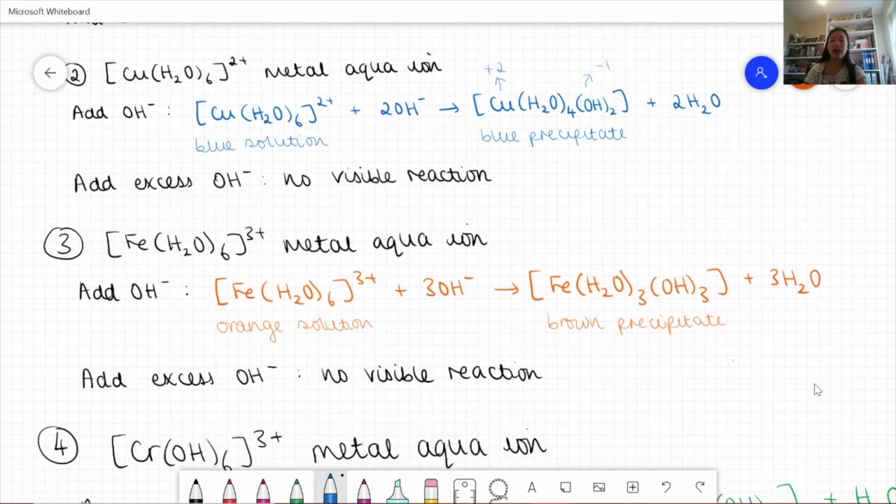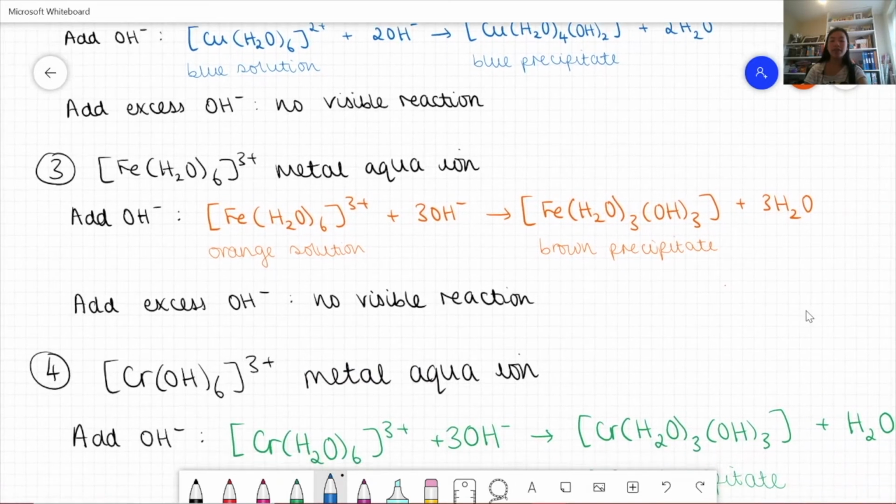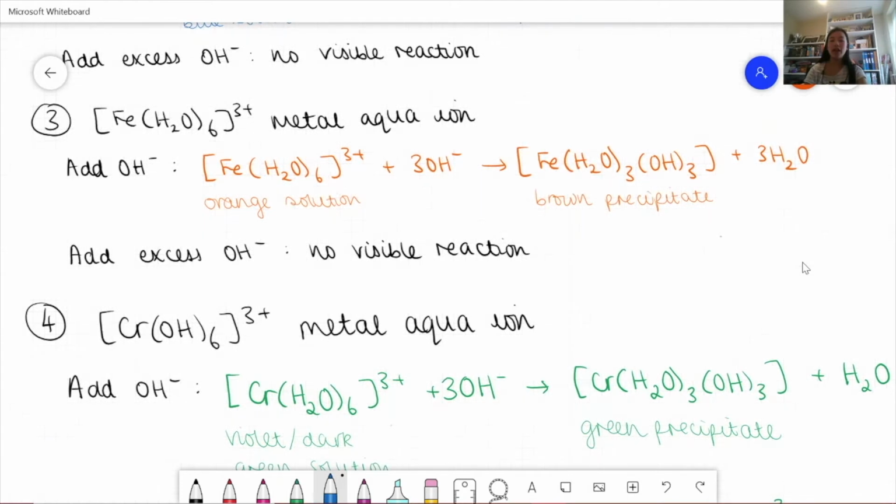When we look at iron 3+, something slightly different happens, and that's because it's a 3+ ion. So this time we're reacting with 3 hydroxide ions, and a precipitate forms again because it forms a neutral complex. So this time it's taking away 3 H+ from 3 of the water ligands, and so this forms 3 waters. And so again, hydrolysis occurs. So we form a brown precipitate from an orange solution. And again, when we add excess sodium hydroxide, there is no visible reaction.